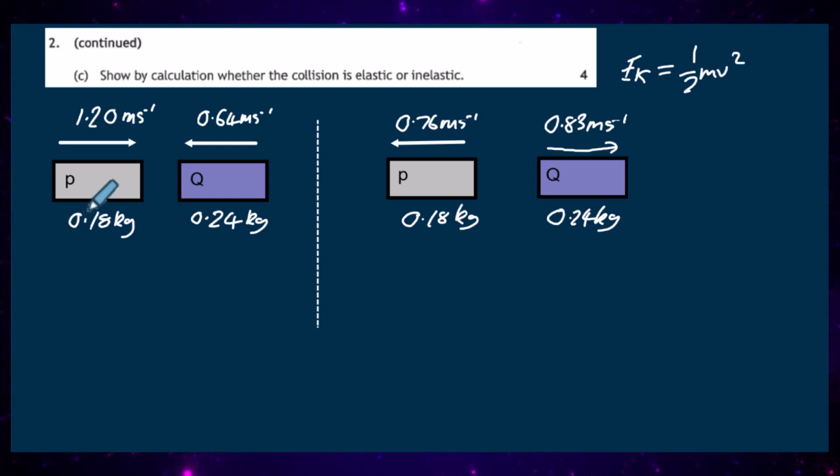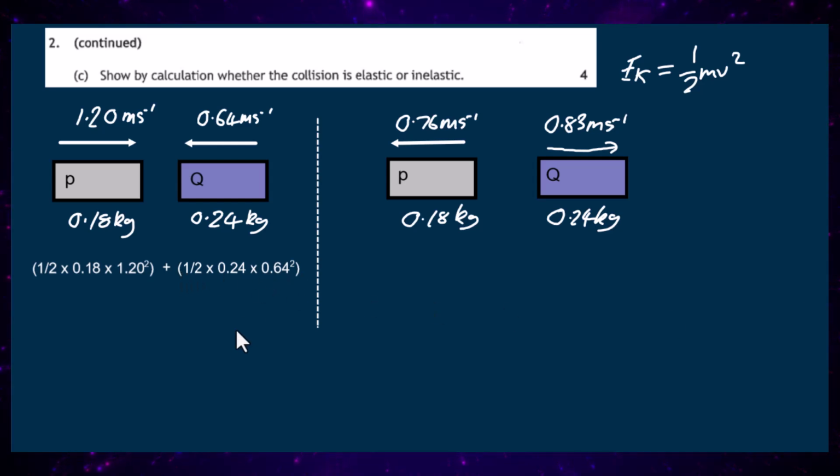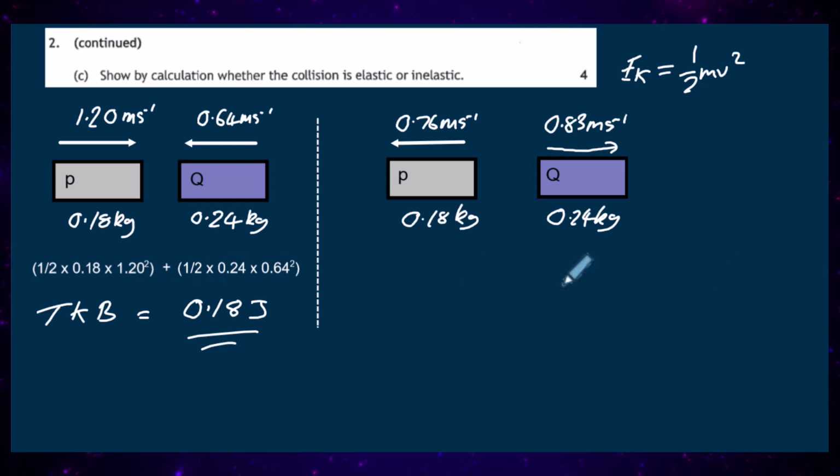So all we have to do is work out the kinetic energy of P and the kinetic energy of Q, and if we do that, we should have this expression. We have a half times the mass times speed squared, and when we add this up, we get the following answer for the total kinetic energy before. So let's write total kinetic energy before, TKB, and that's going to equal 0.18 joules to two significant figures. That's what we get when we add this sum up here.